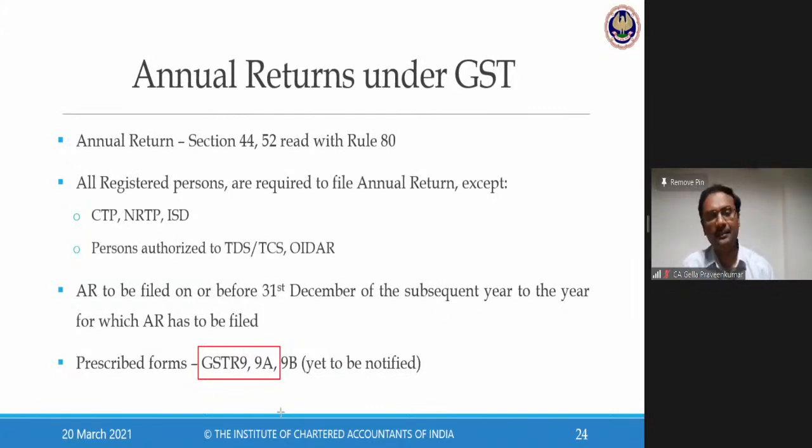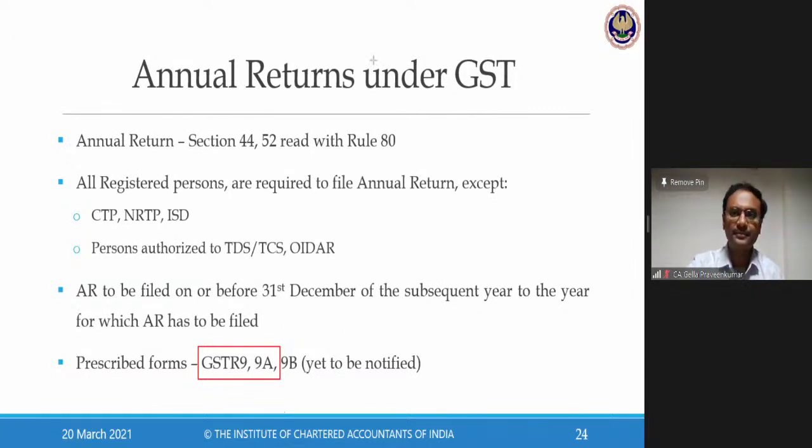For the next period of 6 months, October to March, they would file a form called GSTR 9. So the answer would be, all registered persons except CTP, NRTP, ISD, TDS, TCS, OIDR have to file a form called annual return. GSTR 9A for a composition registered person, GSTR 9 for a person other than a composition registered person. As of now, GSTR 9B is applicable for TCS, not notified, no need to discuss in your examination.